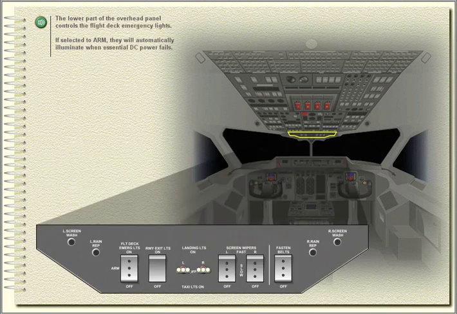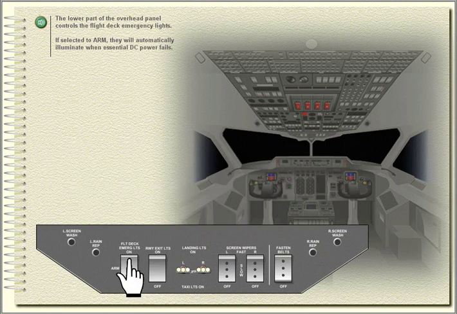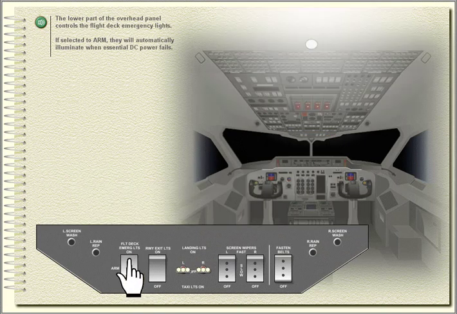the lower part of the overhead panel controls the flight deck emergency lights. If selected to arm, they will automatically illuminate when essential DC power fails.